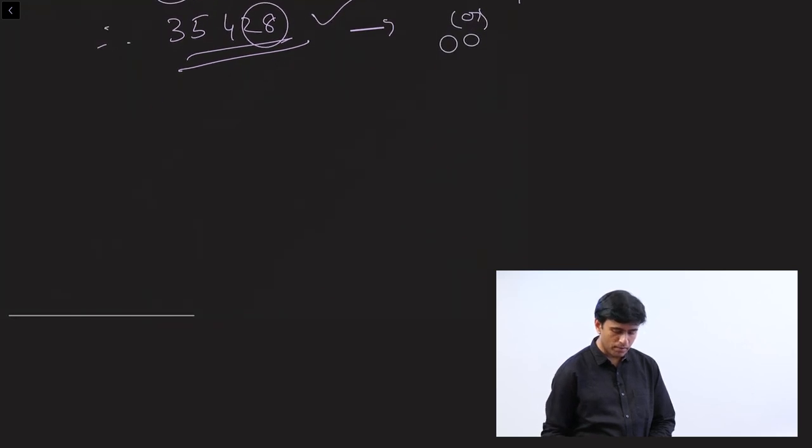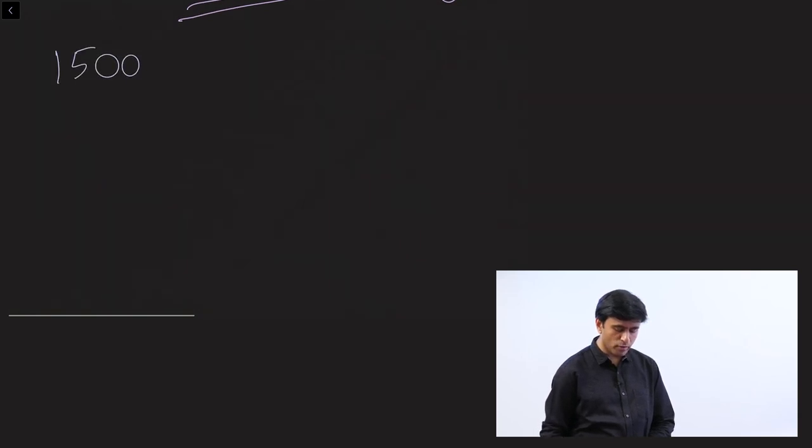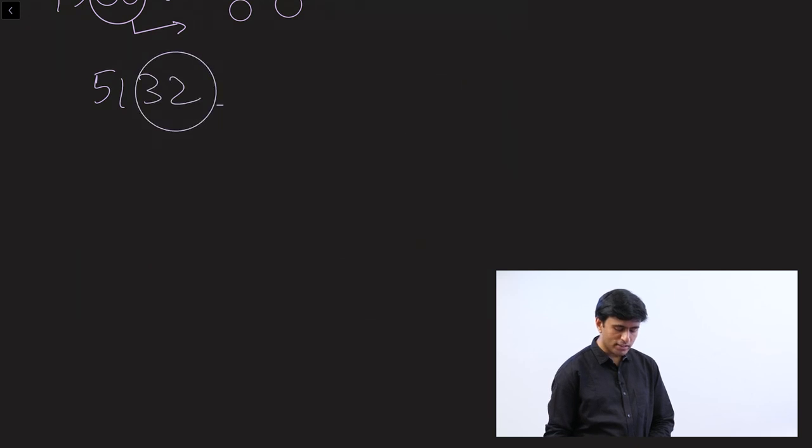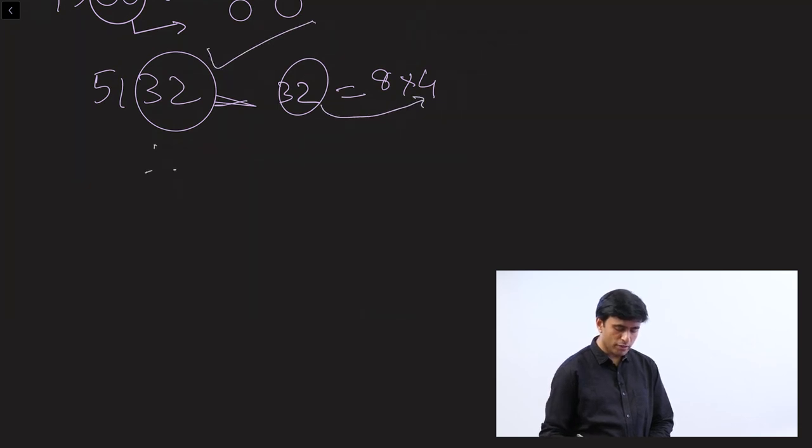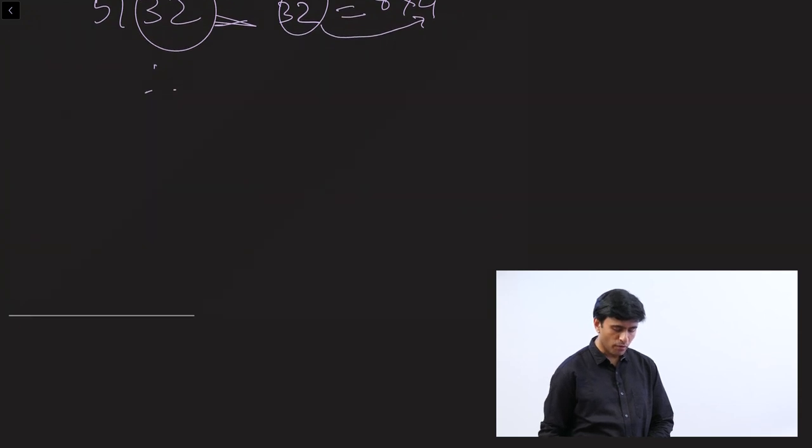Let's take another example. How about 1500? Is this number divisible by 4? Yes, it is, because the last 2 digits has double zero. How about 5132? The last 2 digits, 32, is 8 into 4. 32 is a multiple of 4. Therefore, 5132 is divisible by 4.